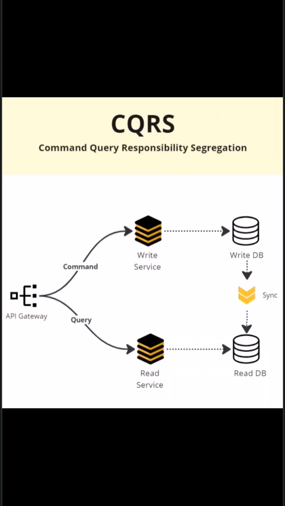Welcome back. Today we will discuss CQRS, or command query responsibility segregation. It is a design pattern that separates read and write operations in a system. Commands are responsible for changing state, while queries are responsible for retrieving data. This separation allows for optimization and scaling of read and write operations.